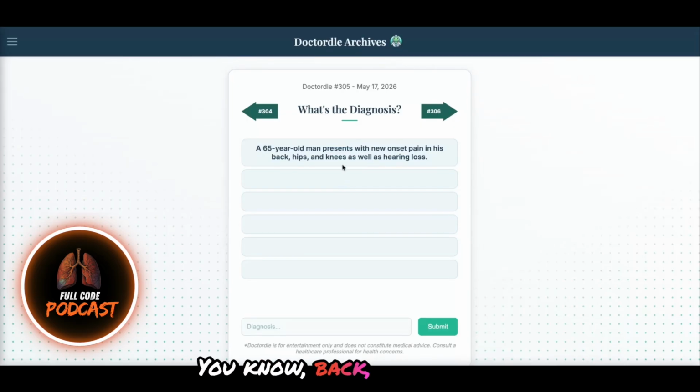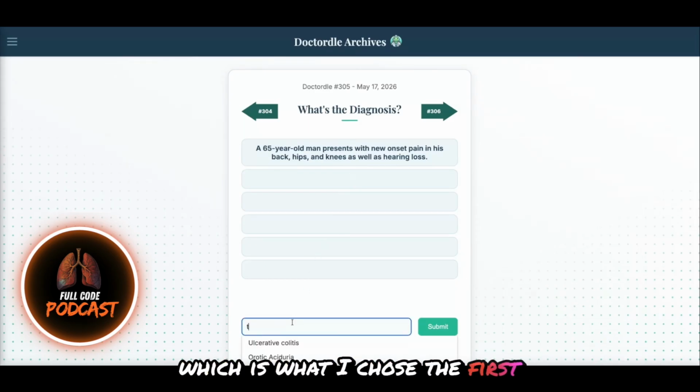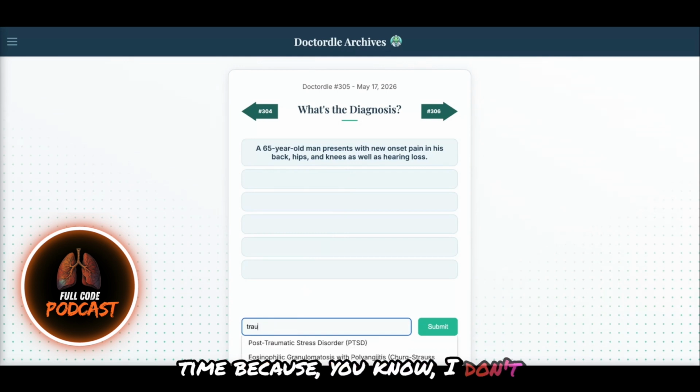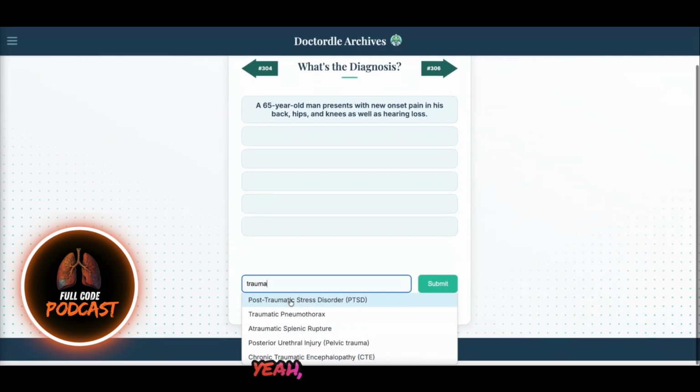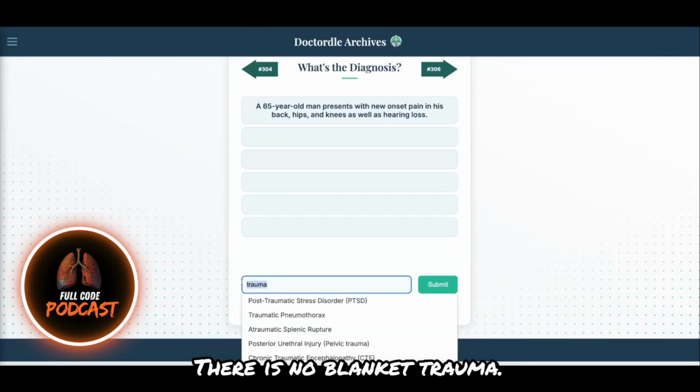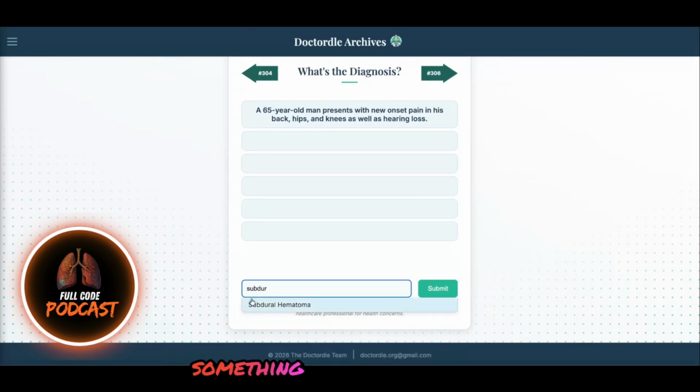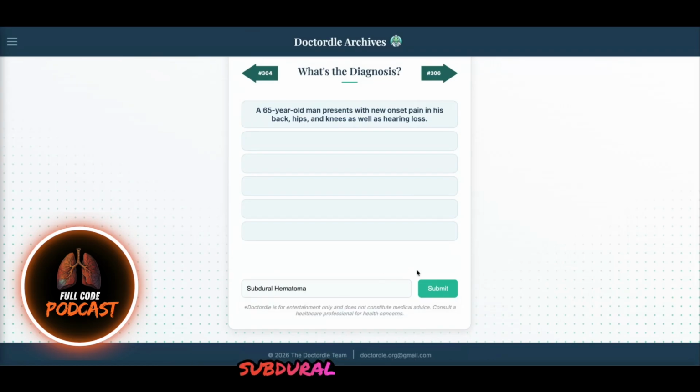So, back, hips, knees, hearing loss. Let's keep it simple and go straight for trauma, which is what I chose the first time because I don't have much else to go on. So we'll type in trauma. Oh yeah, that's right, there is no blanket trauma. There's no mechanical fall. So we're going to choose something that we definitely don't think it is, which is a subdural hematoma.